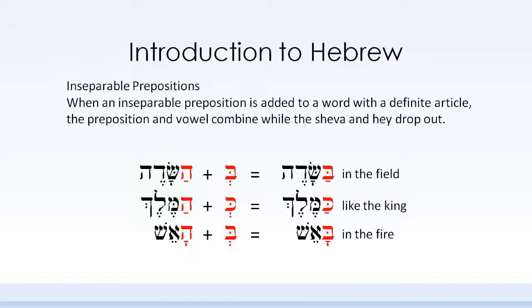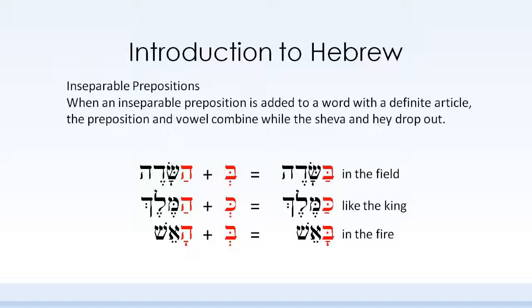When an inseparable preposition is added to a word with a definite article, the preposition and vowel combine while the shiva and he drop out. In the example below, we see the Hebrew noun ha-sadeh, the field, joined with be to form ba-sadeh. Notice that the hey and the vocal shiva have dropped out, and the beit and the pathak have combined.